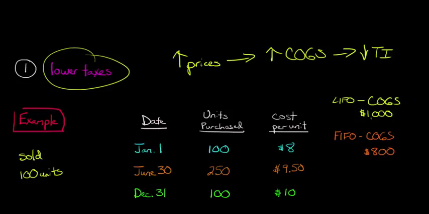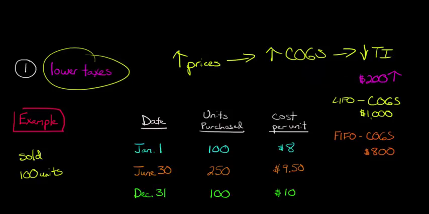Why? Because the price went up. The price that you paid for the unit went up over the course of the year. And so now you're taking this more recent price, the last units you purchased, and you're using that to value your cost of goods sold. So your cost of goods sold is $1,000 instead of $800. So it's $200 higher cost of goods sold. I just took the 1,000 minus the 800. So $200 higher cost of goods sold, right? Right here, that we just talked about, having a higher cost of goods sold with LIFO.